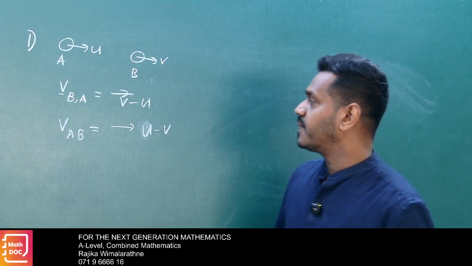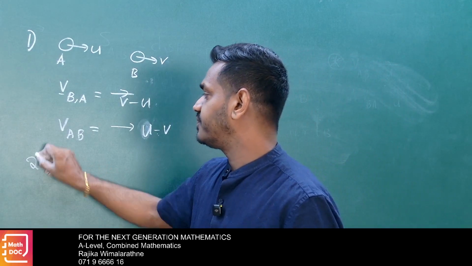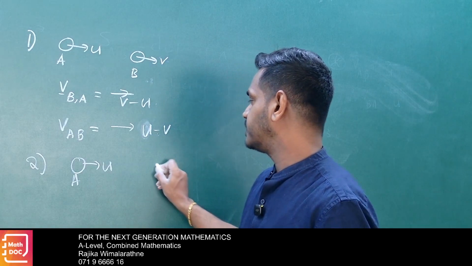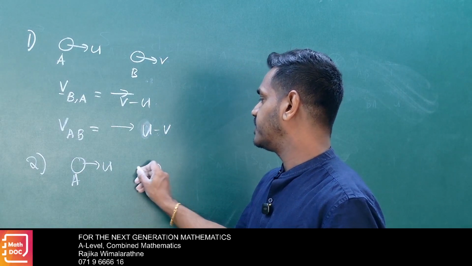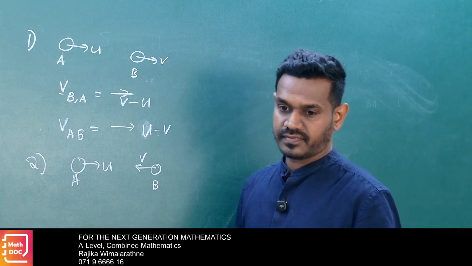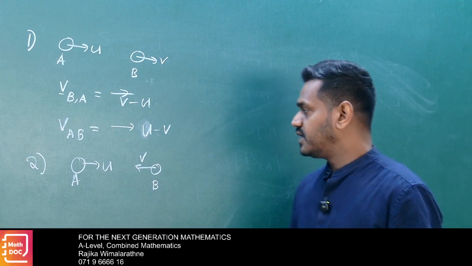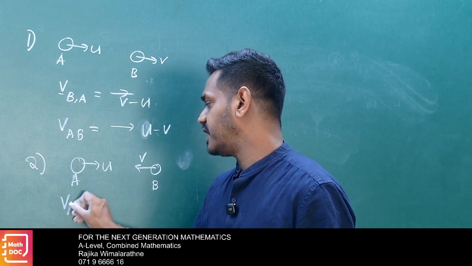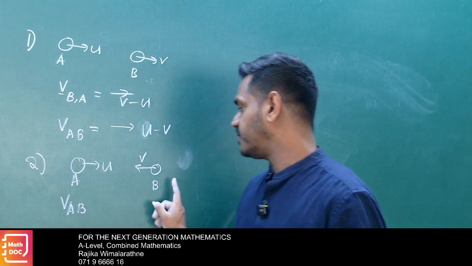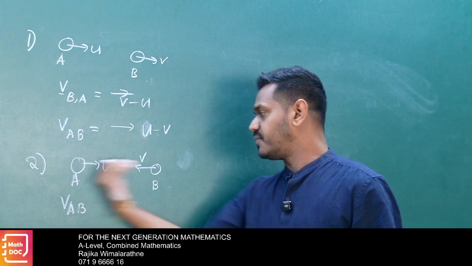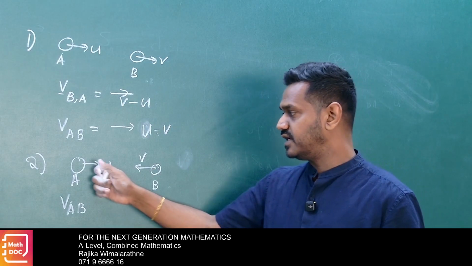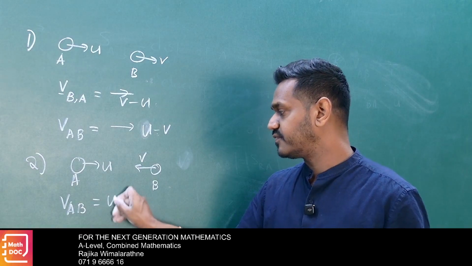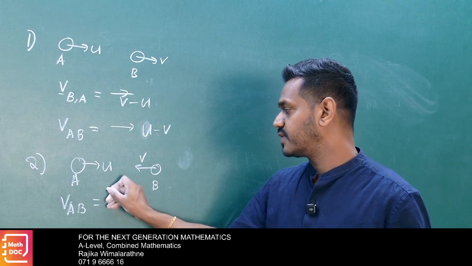Okay. Consider another example. Here A has velocity u, and B has velocity v. Then the velocity of A with respect to B: now you stop B, so give the opposite direction v. Then this becomes u plus v. Here u plus v.